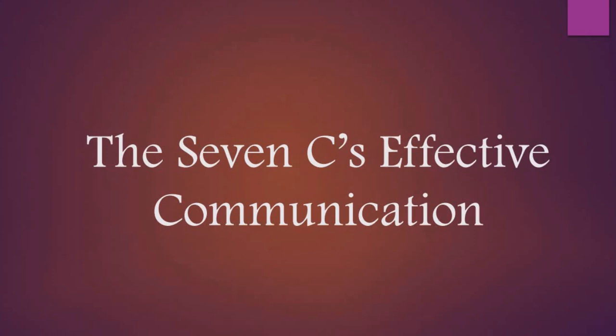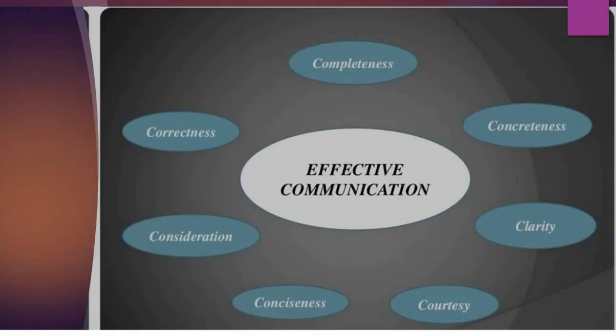Let's see what we have first. So why do we say the 7 C's? The reason behind that is there are 7 rules, and each rule starts with the letter C. As you can see on the screen: completeness, correctness, clarity, courtesy, conciseness, consideration, and correctness. If we implement all of them in our communication, then we can improve its effectiveness. Let's move on to the next slide.